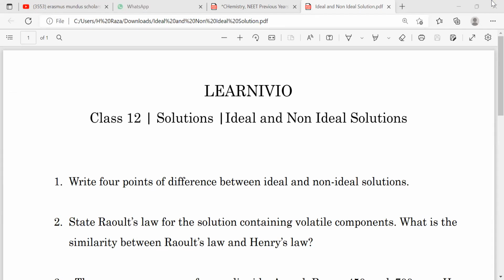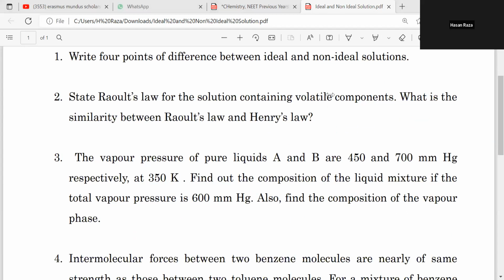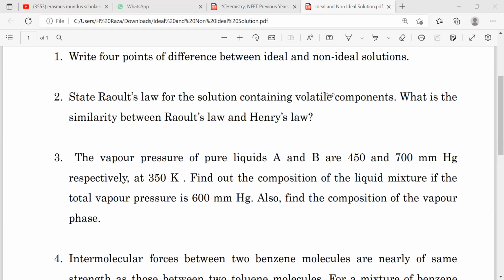Fatima, so this is the question for your test. You are going to write it on different pages, make a PDF and send it to the group. I think you are added in a group, Learnivio chemistry group. Write the way you write in your exams. I will be back in 5 minutes. Please do this course. I will be here till 8 p.m. Okay, Fatima. Yes, sir. Okay, thank you.